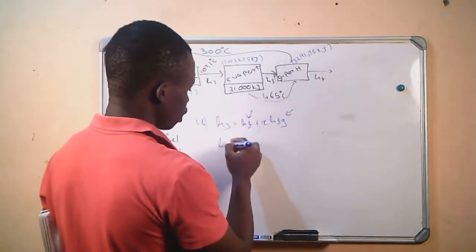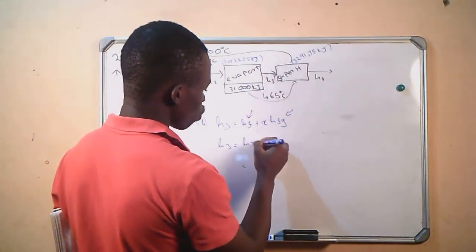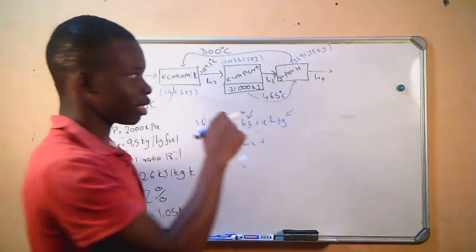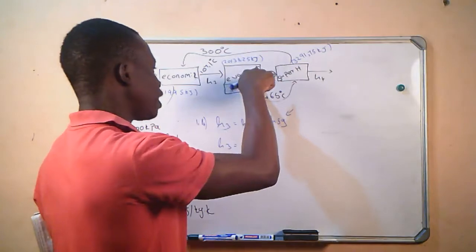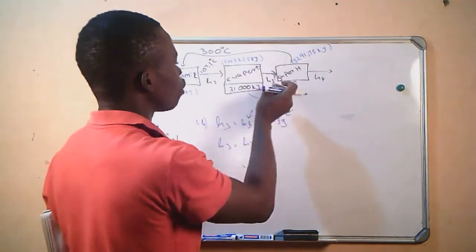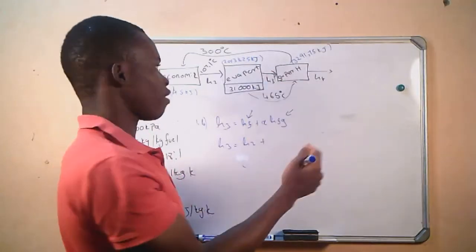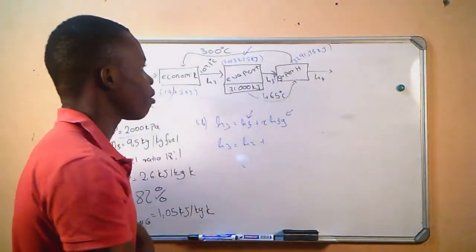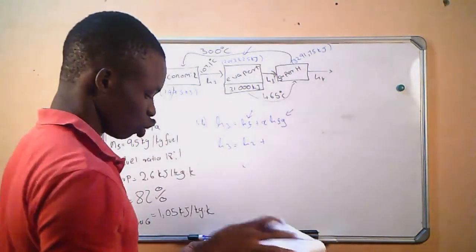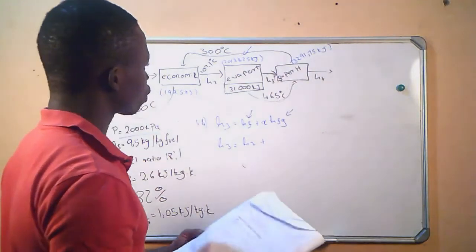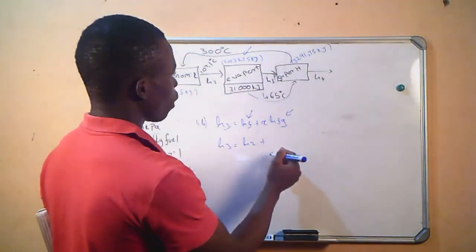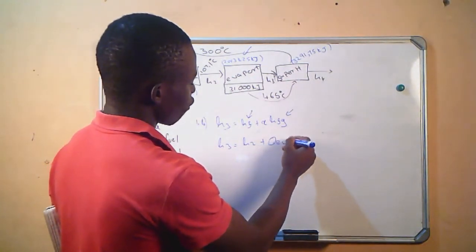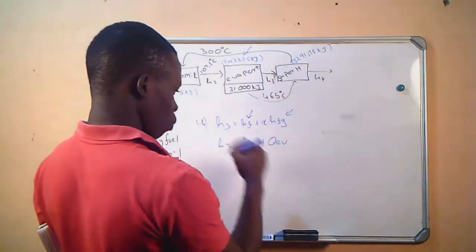We know H3 will be equal to H2 plus the heat energy that was added at the evaporator, because H2 plus the heat energy added at the evaporator will be the enthalpy of the steam after the evaporator. And this is the heat that was added at the evaporator, which is what we calculated in question number 3. So we are going to say Q evaporator.